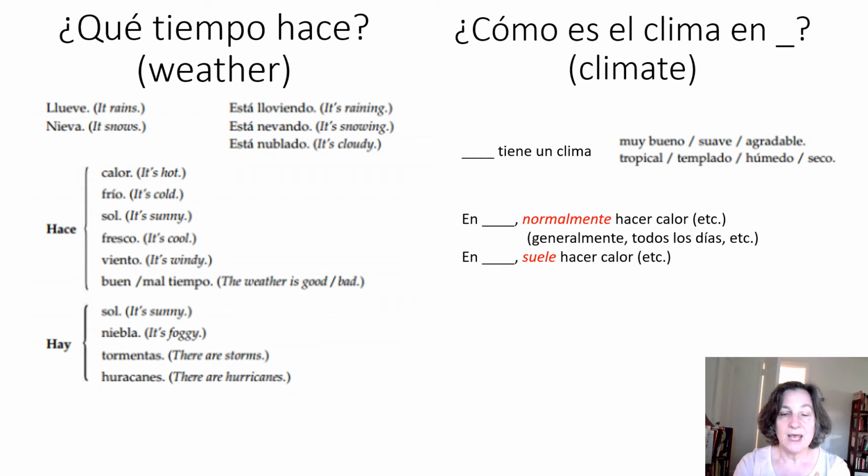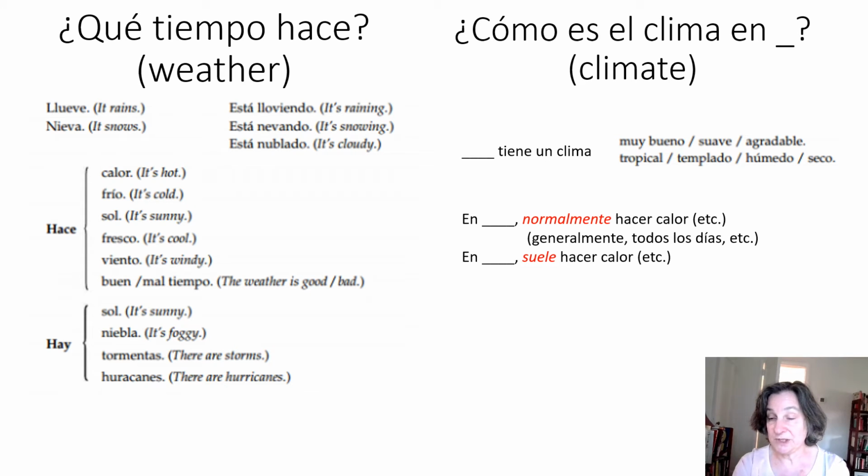También, está nublado. It's cloudy. So notice the first two, they have those ando and endo endings, so they're gerunds, so they're ing forms. Está lloviendo, raining. Está nevando, snowing, as opposed to nublado, which is a different kind of word.